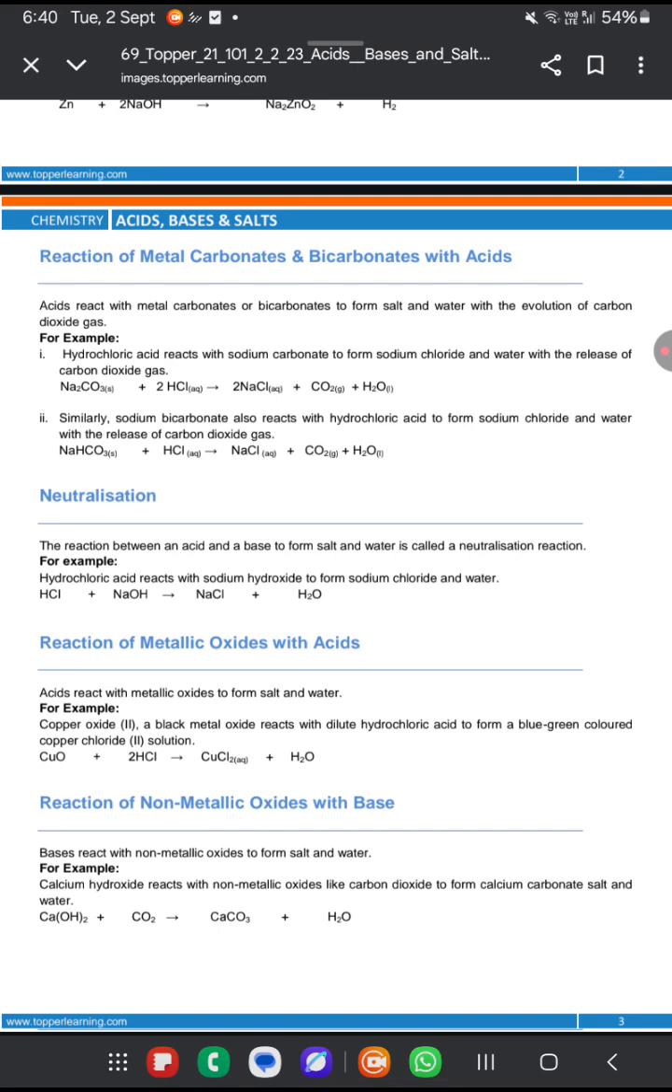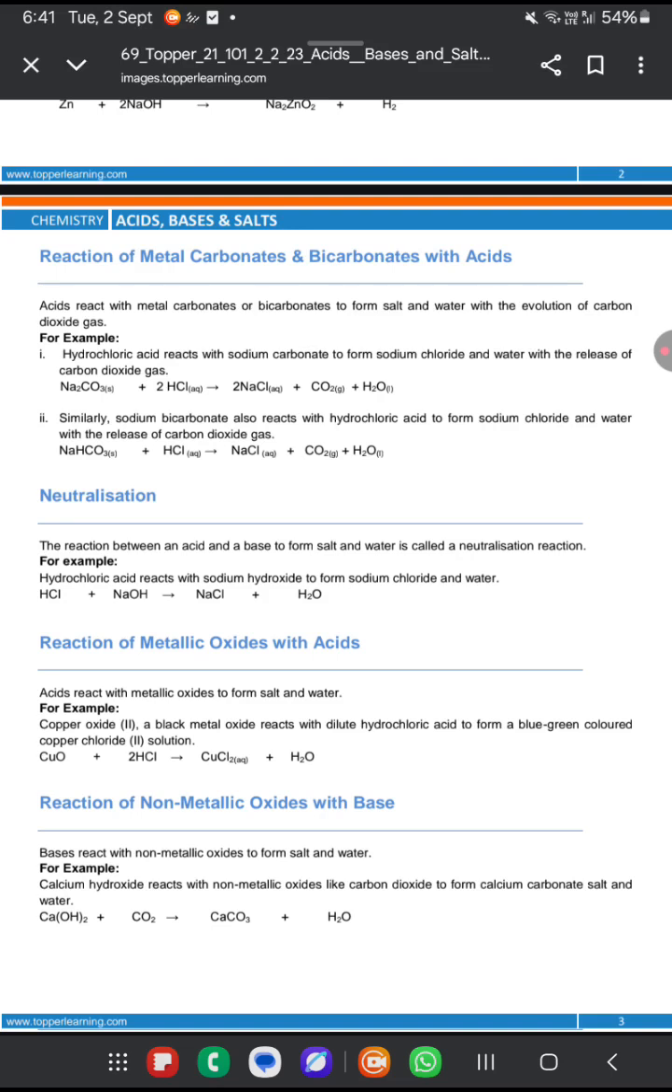Reaction of metallic oxide with acid. Acid reacts with metallic oxide to form salt and water. For example, copper oxide, a black metal oxide, reacts with dilute hydrochloric acid to form a blue-green colored copper chloride solution. CuO reacts with 2 moles of HCl and gives CuCl2 aqueous plus H2O.